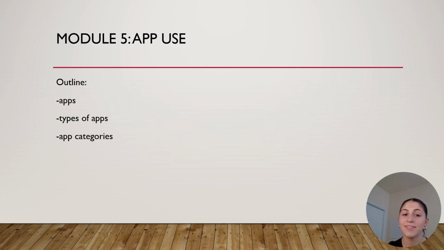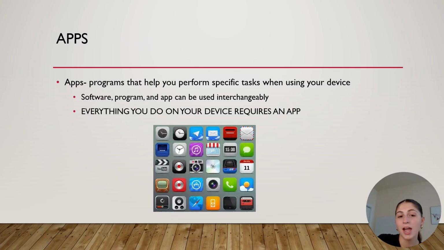Next, we have Module 5, App Use. This module discussed apps, types of apps, and app categories. To start us off, we're going to talk about apps. Apps are programs that help you perform specific tasks when using your device. Software, program, and app can be used interchangeably, so don't get confused with that. Another thing to remember, everything you do on your device requires an app.